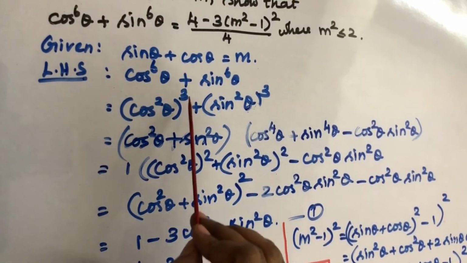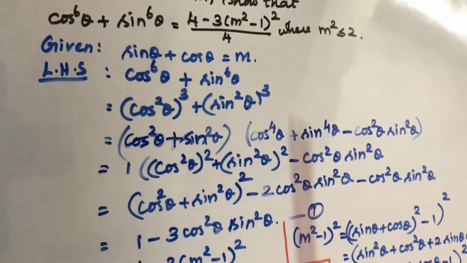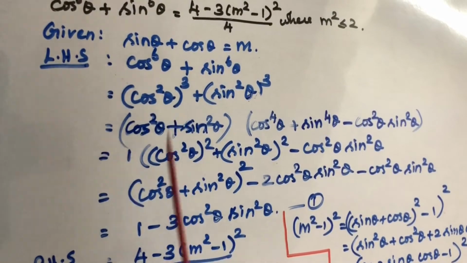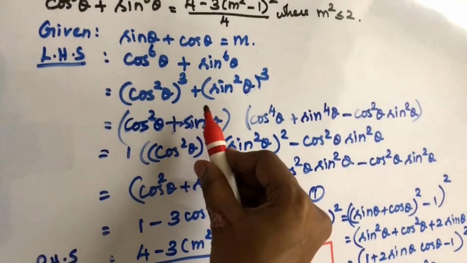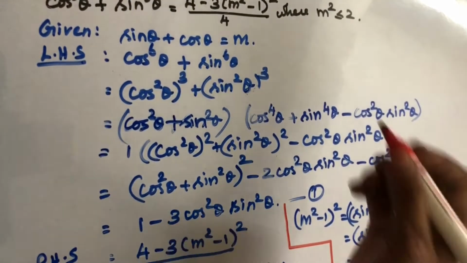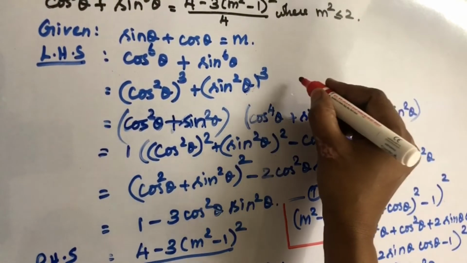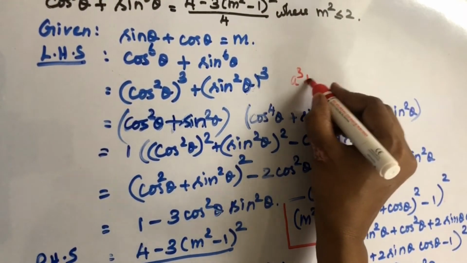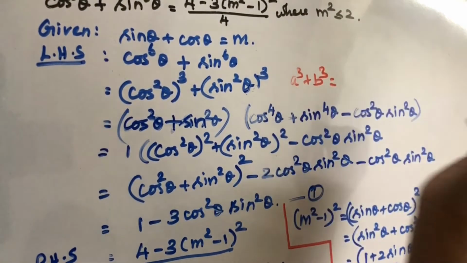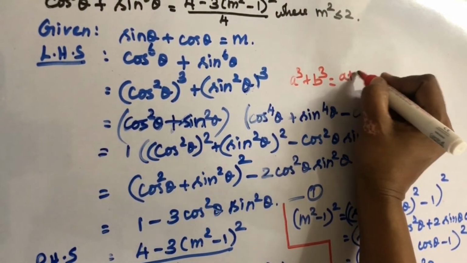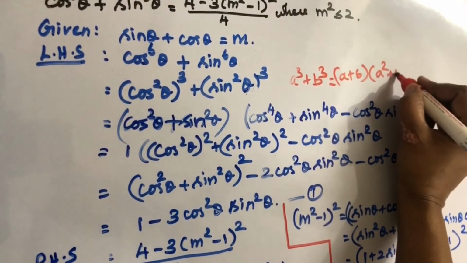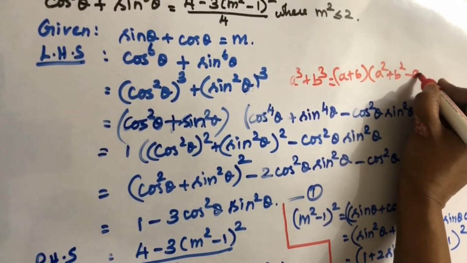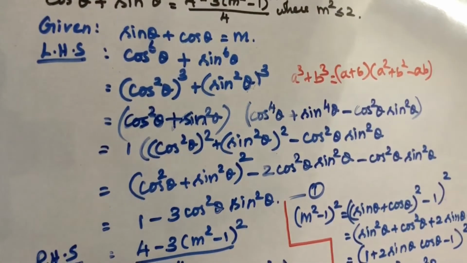Square theta to the power of cube, 3 twos are 6. Now I write this as a cube plus b cube. What is a cube plus b cube? A cube plus b cube is equal to a plus b into a square plus b square minus ab. It is an identity, right?